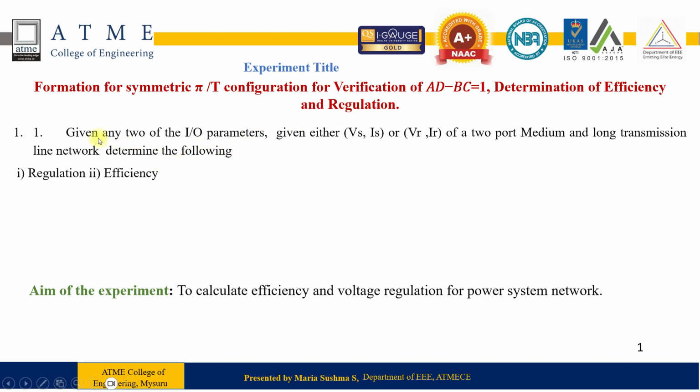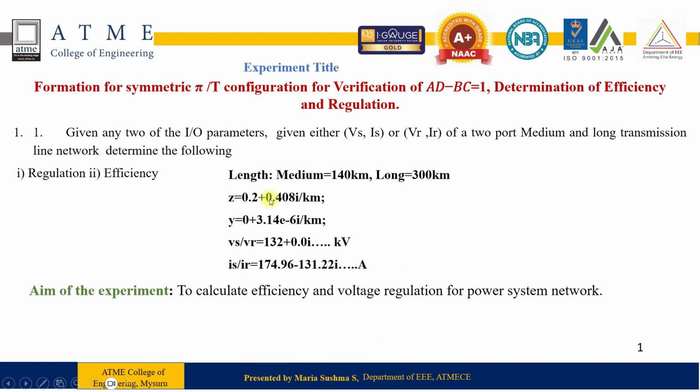And this is the question. Given any two of the input-output parameters, given either VSIS or VRIR of a two-port medium and long transmission line network, determine the following: efficiency and regulation. And this is the given data: length, Z, Y, voltage of sending end or receiving end, current of sending end or receiving end.